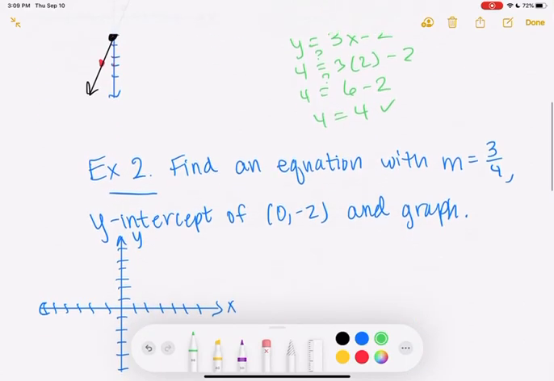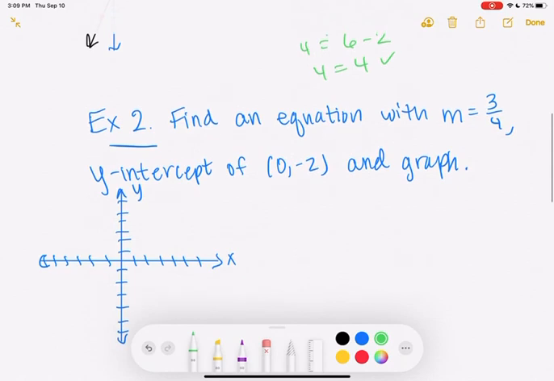Okay, very cool. This one is 2 different parts. So first of all, you have to find the equation. I tell you that the slope is 3/4 and that the y-intercept is 0, -2. And then I want you to graph it. Okay, so slope is 3/4. Y-intercept is 0, -2. So first write your equation and then do the graph. Okay, so go ahead and hit pause, try both of those, come back when you're ready.